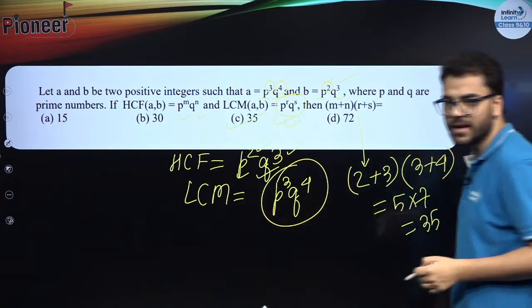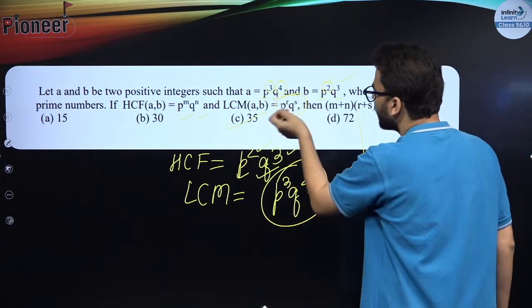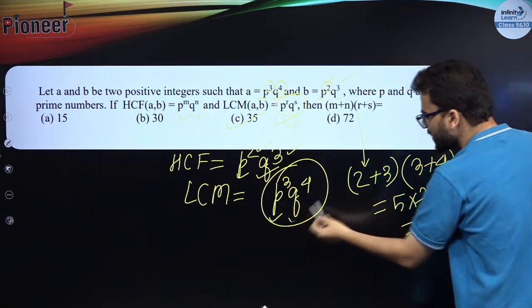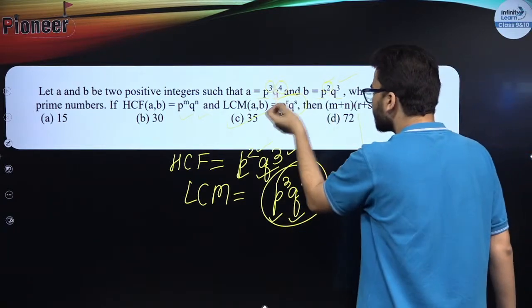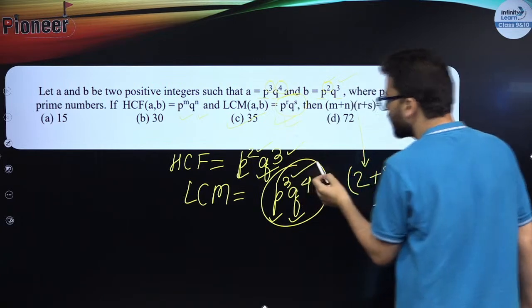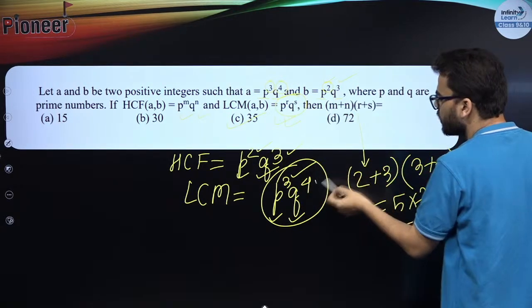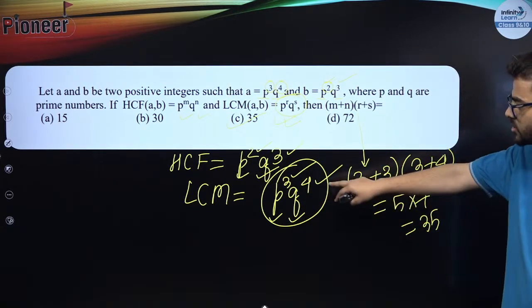Now if you want to find the LCM, then obviously you have to take the prime factors involved in both of them, that is P and Q. Now you have to take the highest power. P cube, P square is there, so P cube. Q raised to 4, Q cube is there, so you have to take 4 over here.